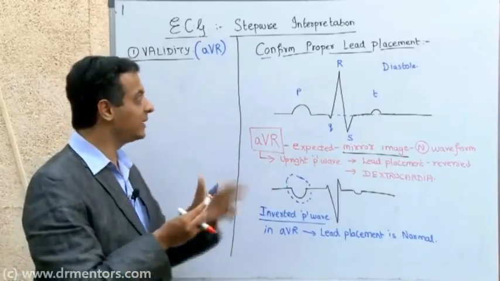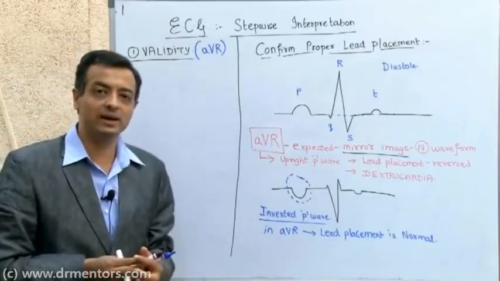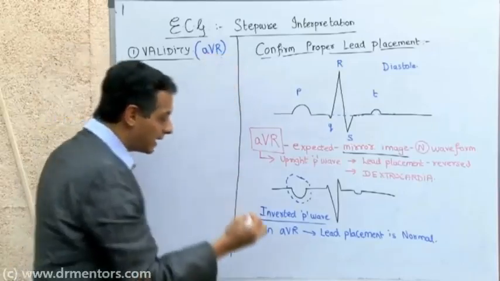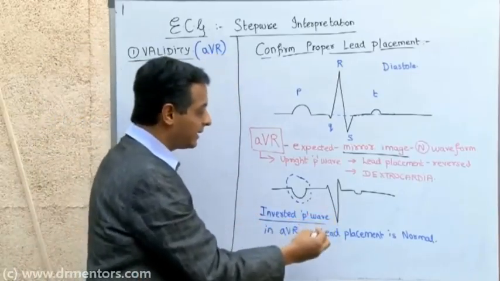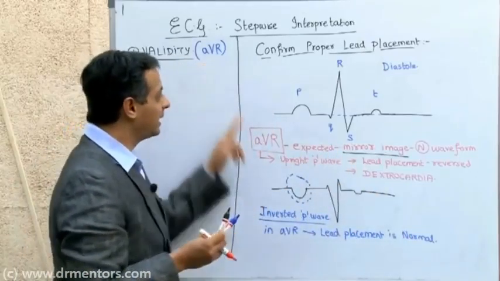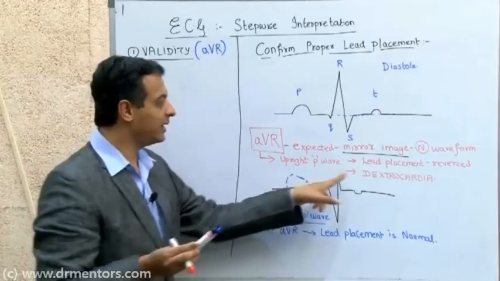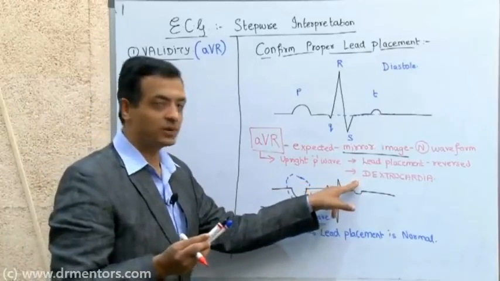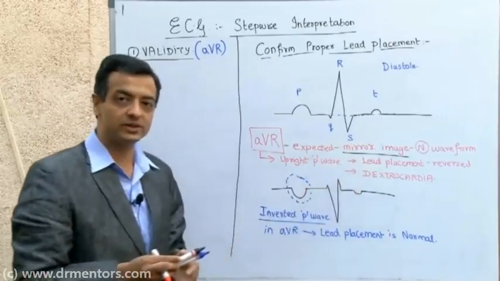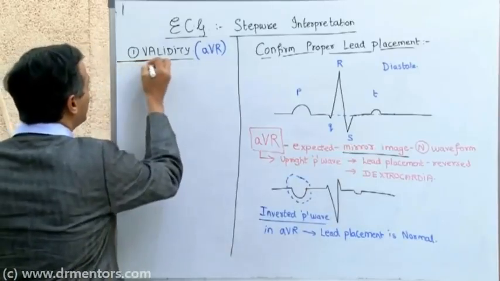Very simple. Once you get the full picture, you will know how simple it is. The first thing when you get ECG in your hand, what will you do? Look at lead AVR. In the lead AVR, if the P wave is inverted, it confirms lead placement is normal. And in lead AVR, if there is upright P wave, what will you do? Auscultate the patient, look for dextrocardia. If there is no dextrocardia, you will send the patient back saying that the lead placement is reversed. That is the simple test that you want to perform to check for validity of the ECG.